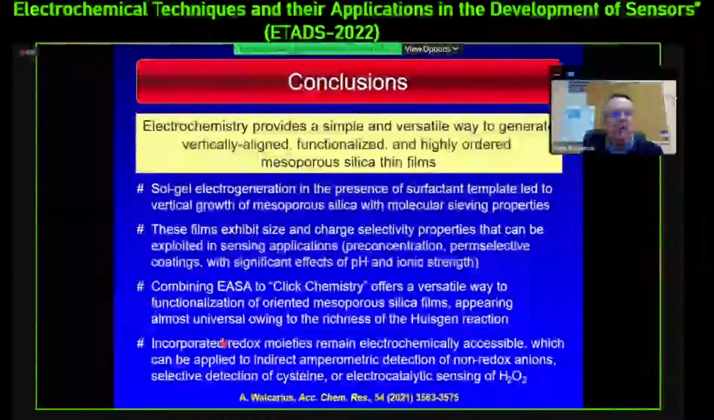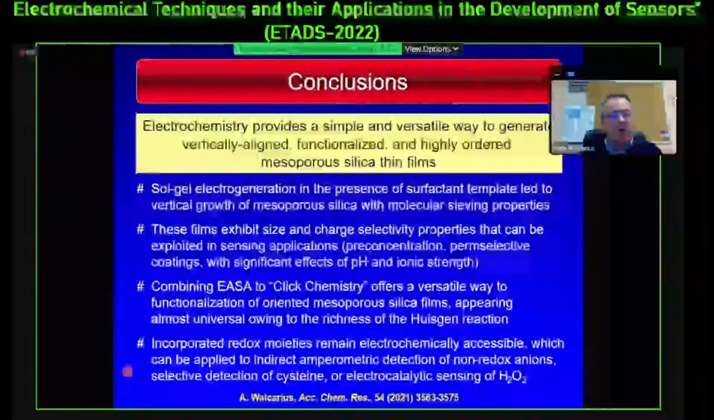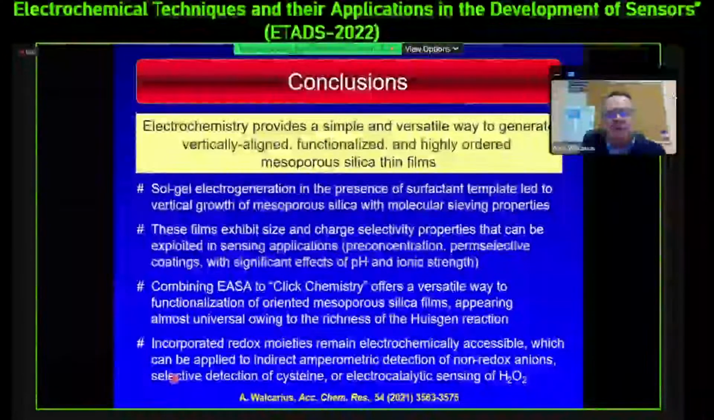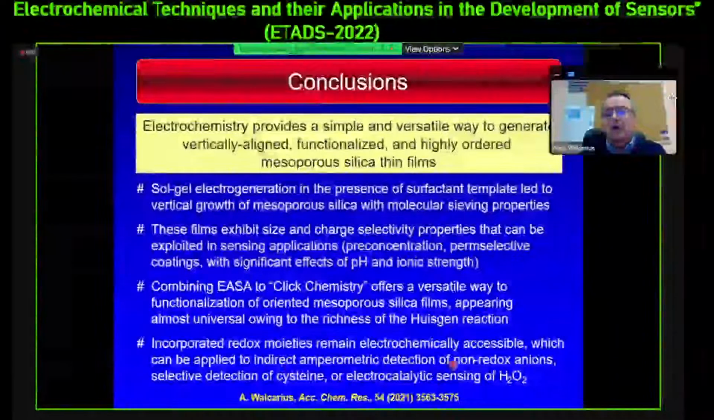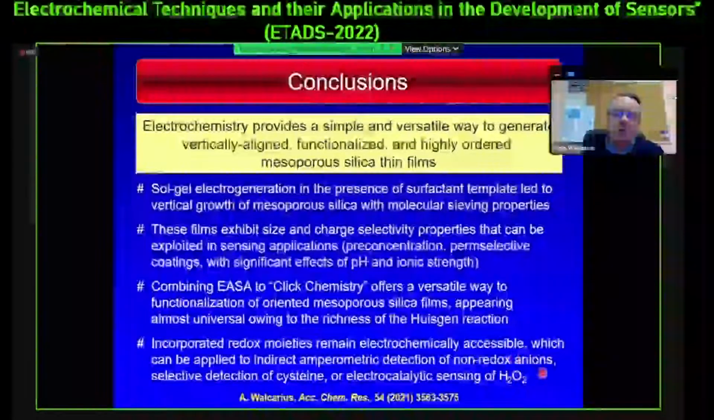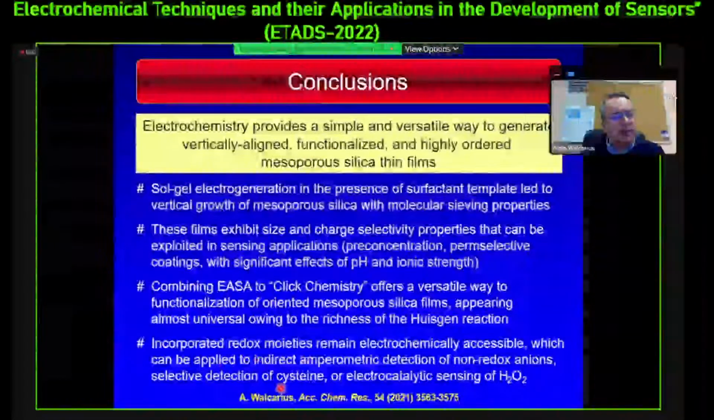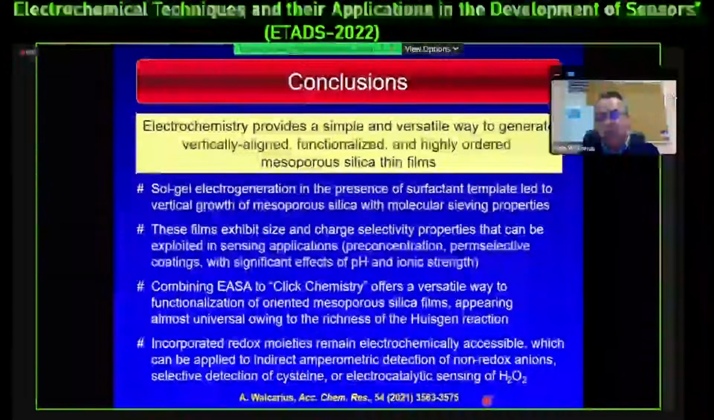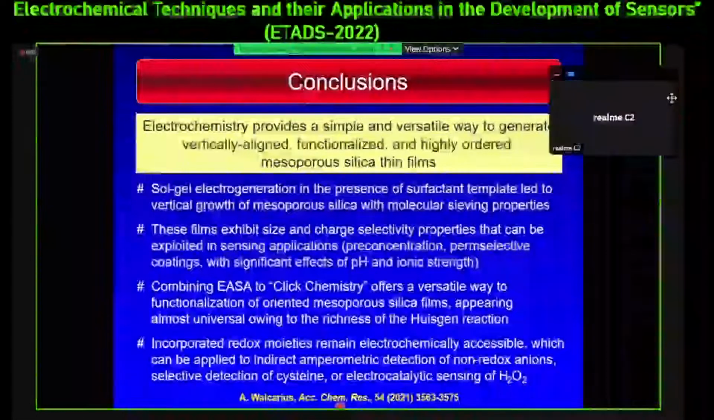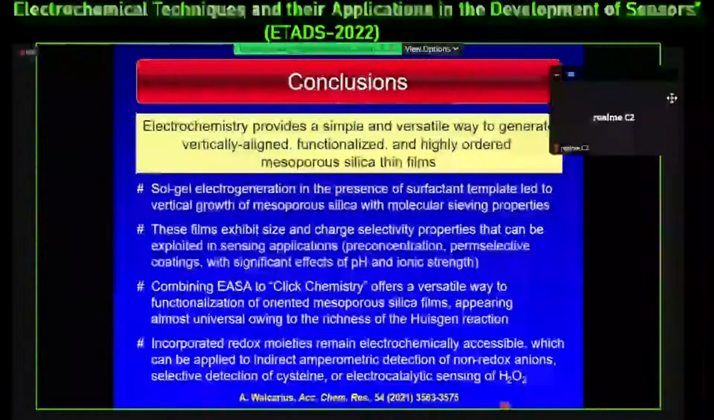For example, if using redox moieties inside these materials, even if they are insulating, you can keep the electrochemical activity. You can exploit these for the indirect amperometric detection of non-redox anions, giving rise to direct proportionality between the concentration of these anions and the electrode response. You can detect selectively cysteine over glutathione, and you can also have some electrocatalytic detection. I just wrote an account explaining all the interests of this approach.